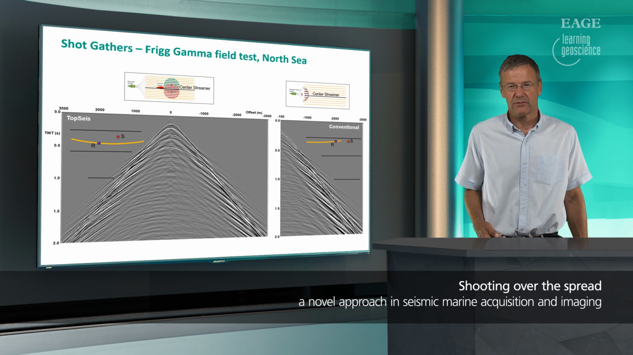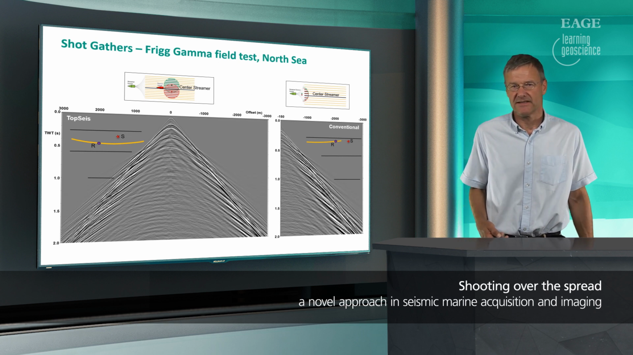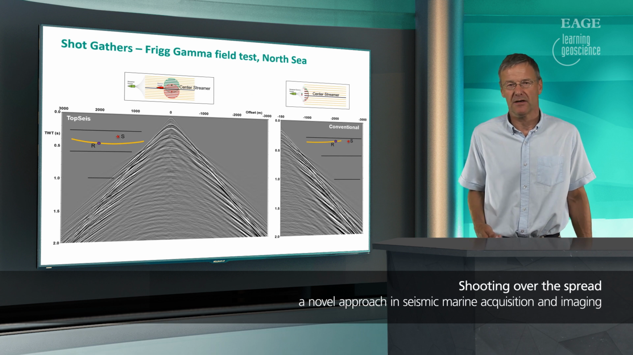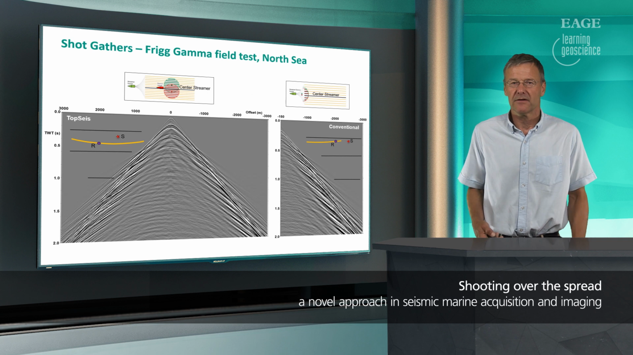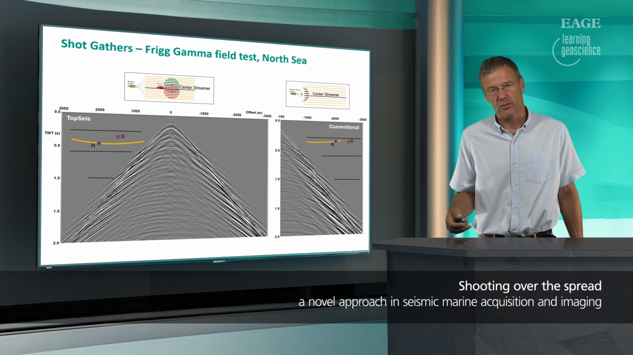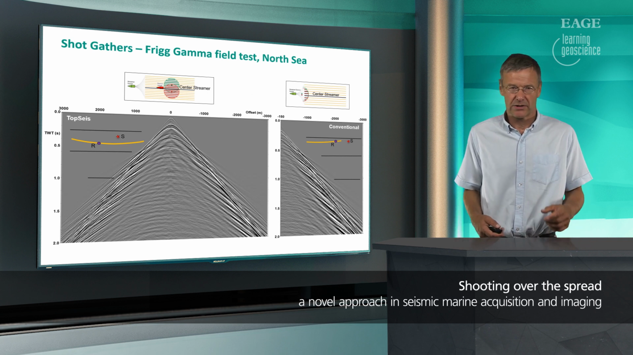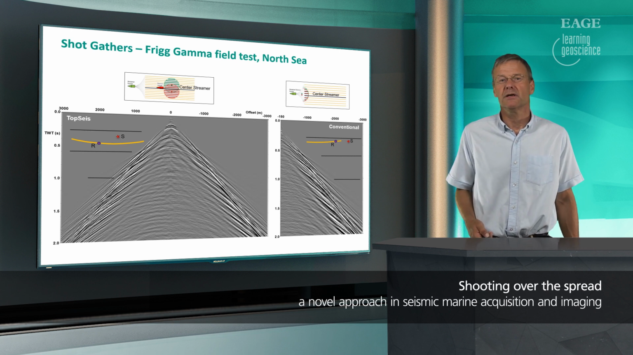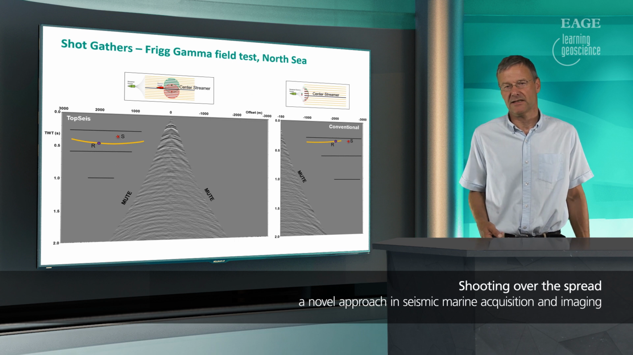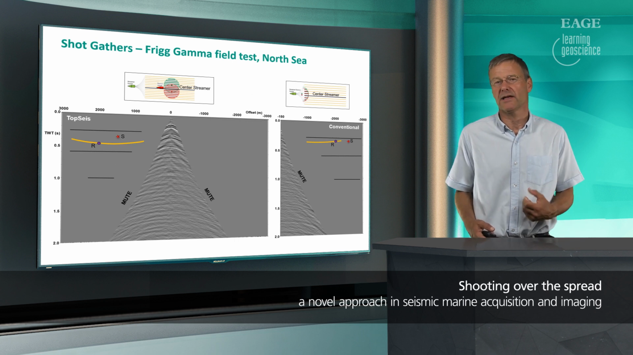Before that, we just look at the data from TopSeis. These are the shot gathers from a field test we did in the North Sea in 2016. On the left is a TopSeis shot gather. On the right, a conventional gather, with a cartoon showing the geometrical setup. First of all, we need to mute the data. These are the data that we're muting away before we start to look at them.